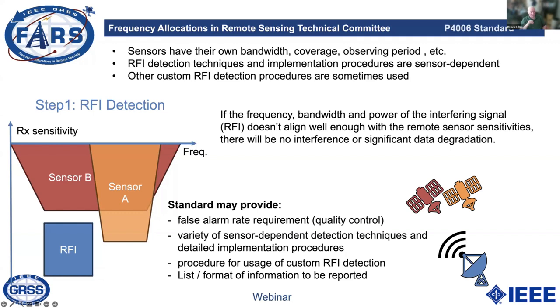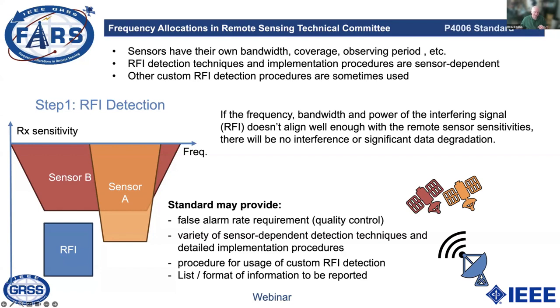If you're looking at these two sensors here, sensor A and sensor B, if your potential source of interference is such that the sensitivity of sensor B means it doesn't pick up on the RFI, and the RFI source is in a frequency that sensor A, the far more sensitive sensor, which would have been affected by it, doesn't overlap, then you have no real problem. You would not have any real interference, but you would have to watch for false alarm rate and quality control, basically, to ensure that RFI is not being reported when it really is not happening.